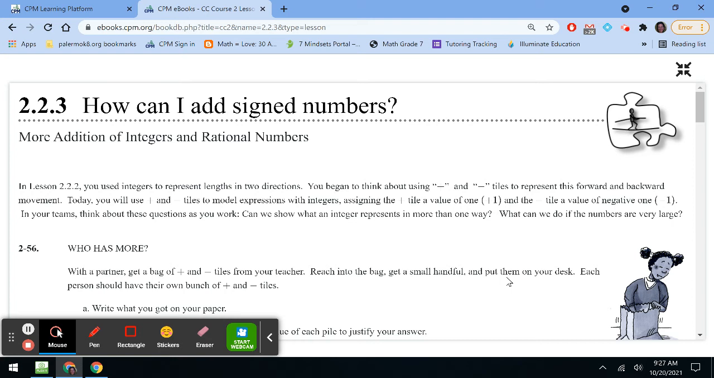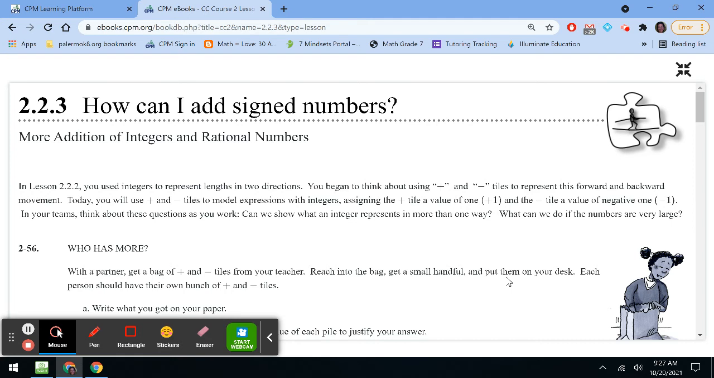So with that, it says in lesson 2.2.2, use integers to represent the lengths in two directions. You began thinking about integer tiles to represent this forward and backward movement, which we did not do. However, we are going to learn that and expand on that in this lesson. Today, you're going to use integer tiles to model expressions with integers, assigning the positive tile a value of 1 and the negative tile a value of -1.